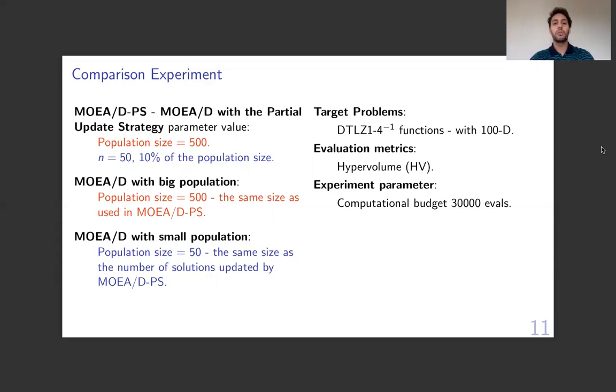The experiment was conducted on the inverse DTLZ 1 to 4 functions, each with 100 dimensions, and we evaluate the performance using the hypervolume metric. In our experiment, we give 30,000 evaluations to each algorithm for solving each multi-objective problem.